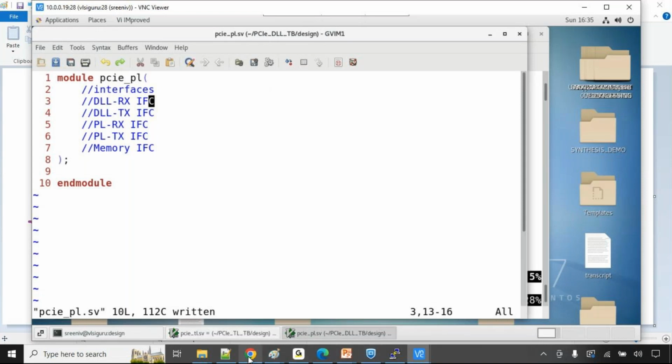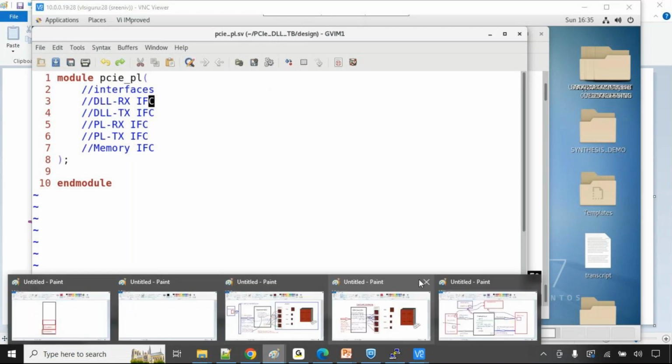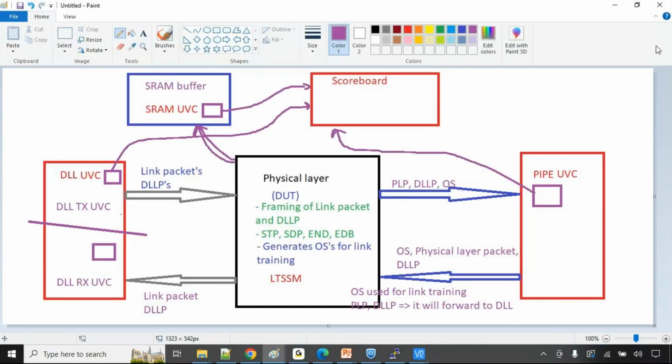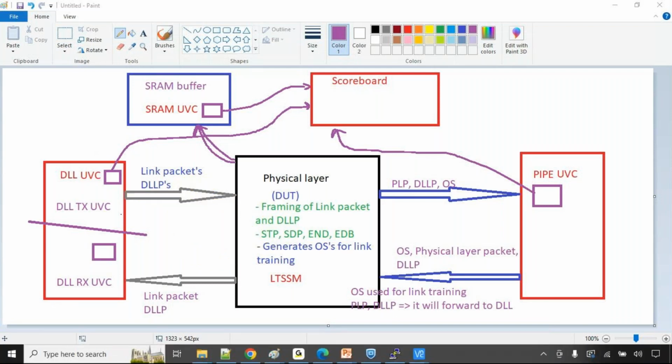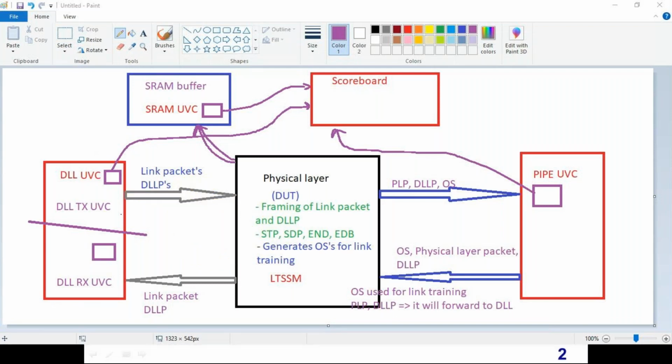Will it be an AXI interface? Will it be an APB interface? What kind of interface do you think it will be? It will not be any of those things. It will be some kind of custom interface. Custom means something that a company has designed internally. Let's say it is Synopsys. Synopsys will decide what kind of interface they want. It will be a simple interface.